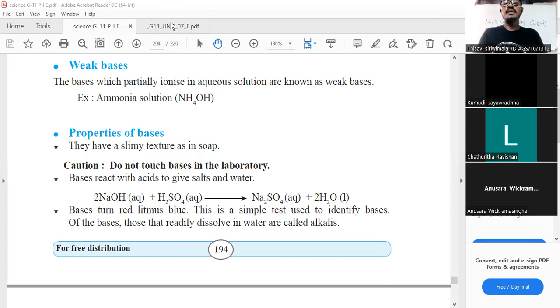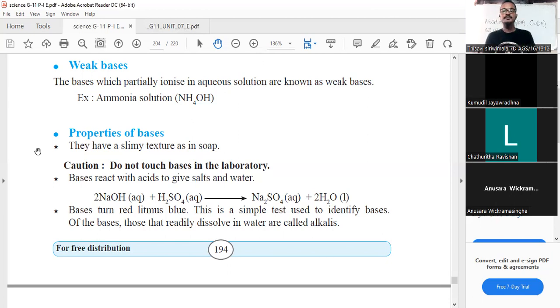After that, properties of bases. Again, you have to fill it by yourself. Let's go through. They have a slimy texture as in soap. Now, when you touch soap, you know the slippery nature of the soap, right? Again, that is due to the sodium hydroxide, which is used to make the soap.